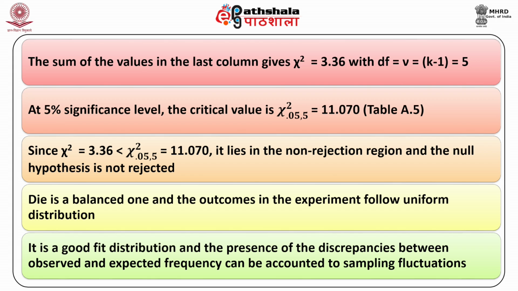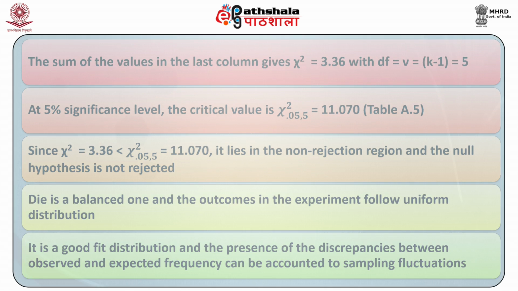Therefore, we conclude that the die is a balanced one, and the outcomes in the experiment follow the uniform distribution. Now, it is a good fit distribution, and the presence of the discrepancies between the observed and the expected frequency can be accounted to sampling fluctuations.